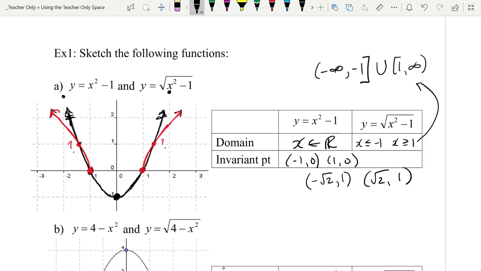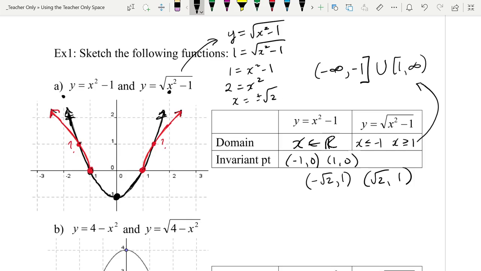Or, another way I could get it is I could do some algebra. How about I just go back to here and say, okay, how about algebraically? I know that y equals the square root of x squared minus 1 has invariant points when y is 1. So basically I can solve that as a piece of algebra. I square both sides, giving me 1 equals x squared minus 1. I add 1 to both sides, and then I solve for x. And there we go. So that's how I got this number and that number algebraically.